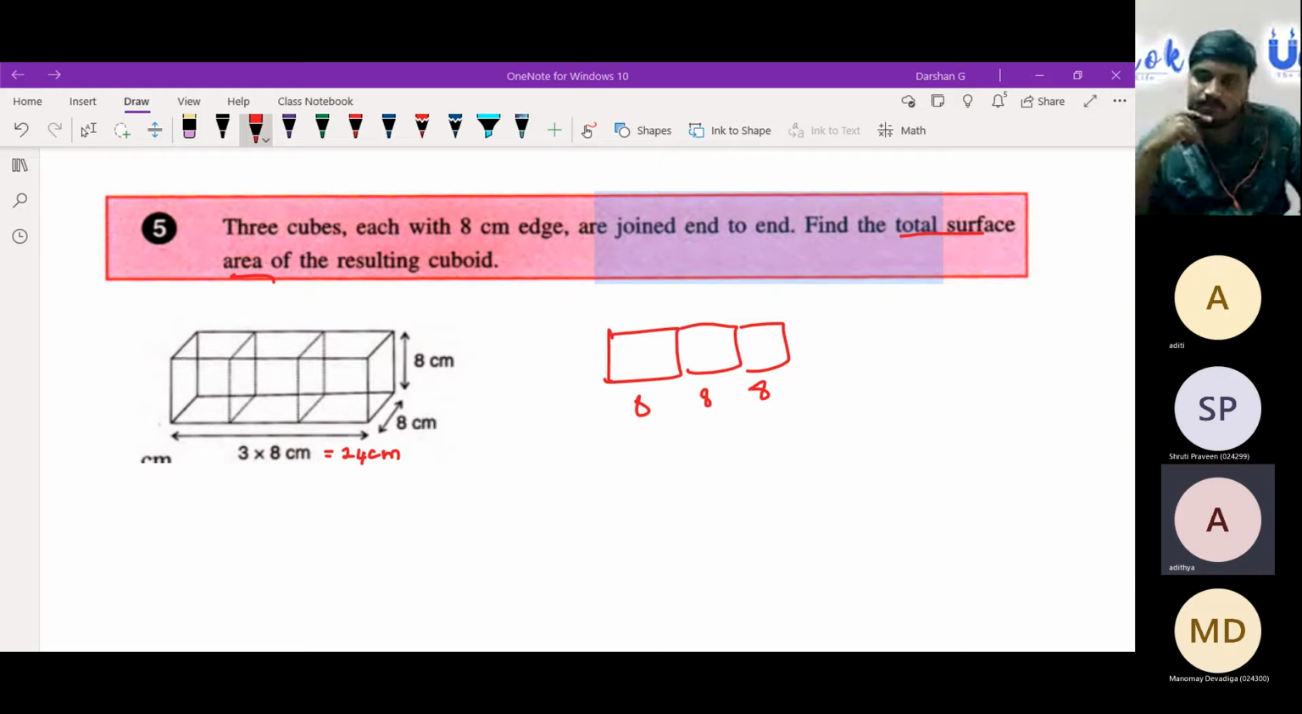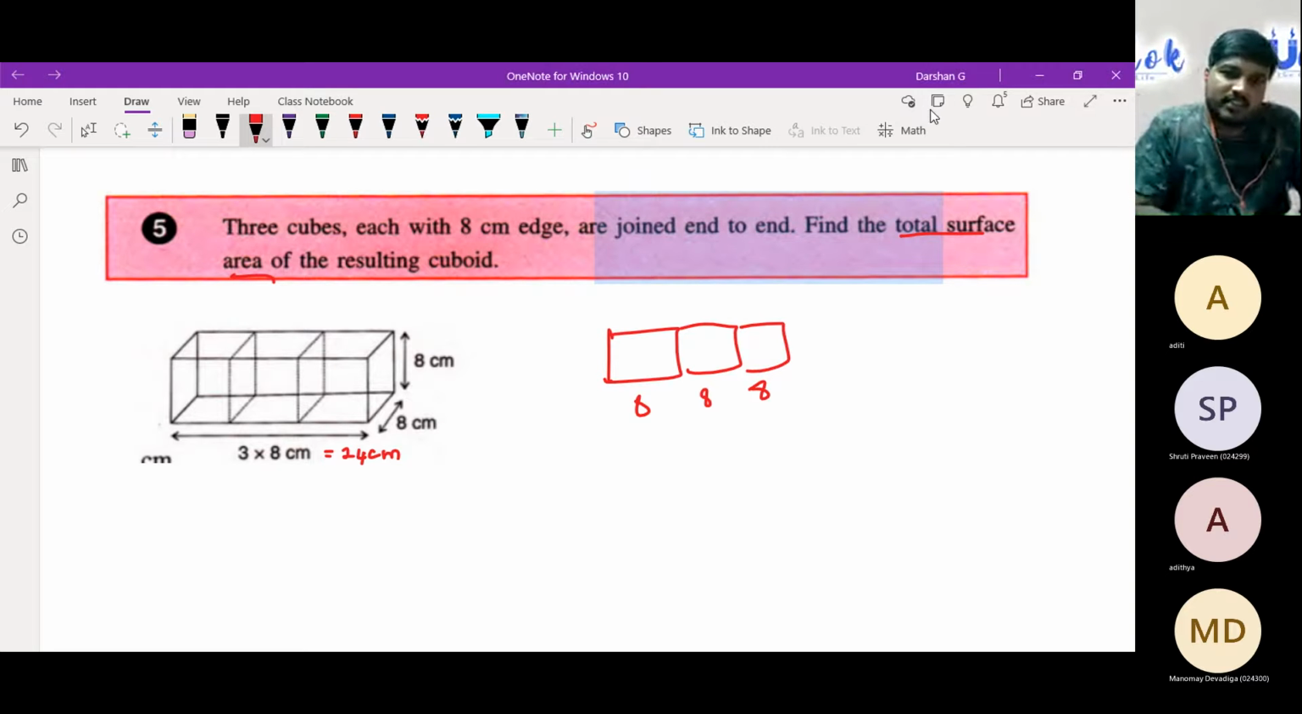Since we have to find a total surface area, we have to consider the length as 8 centimeters, breadth as 8 centimeters, and height as 24 centimeters. Okay, so considering the height as 24 centimeters, I can consider the other way around also. Whatever you have considered, there is no issue. So length is 8, breadth is 8, and height is 24. What does this feel like? Cuboid, right? We know it's a cuboid.